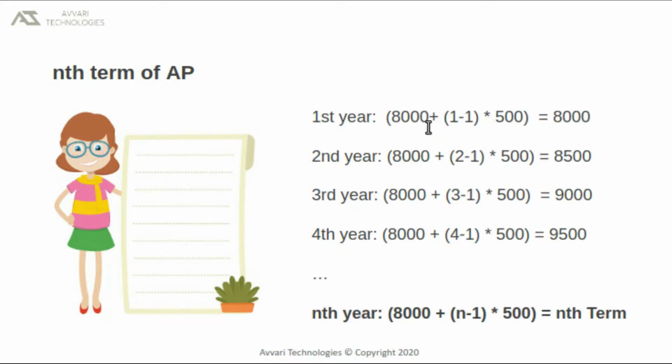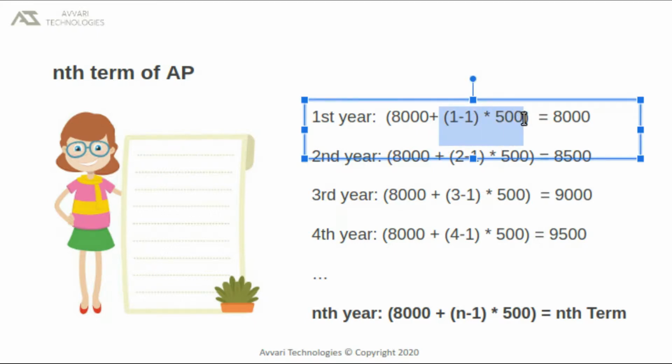First year her salary was 8000 rupees and there was no increment. So we can write 8000 plus 1 minus 1 into the common difference. 1 minus 1 is 0. 0 multiplied with anything is 0. So 8,000 plus 0 is 8,000. In the second year she got an increment of 500 rupees. Her initial salary was 8,000 rupees plus 2 minus 1, second year minus 1, that is 1 into 500, which is 500. So 500 plus 8,000 is 8,500.